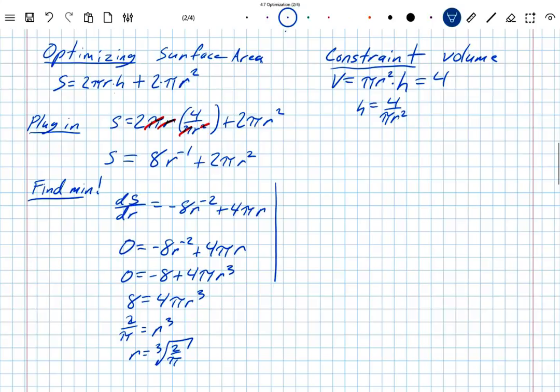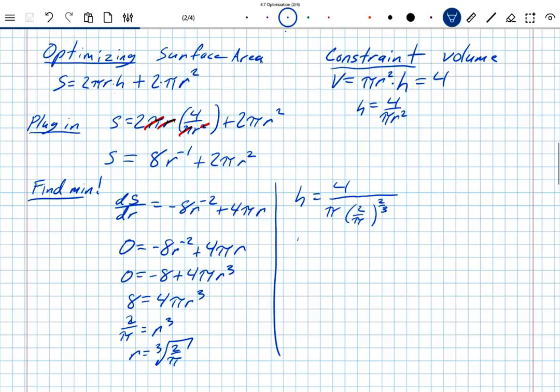Okay. Almost there. Still got to plug back in for h. H is equal to 4 over pi times, well, now I got to plug this whole thing in. This looks like 2 over pi to the 2/3. Cube root is that third. I'm squaring it so I get that 2. This does simplify. In fact, maybe I'll just leave it like this. I was going to go ahead and write out the more simplified version of this, but well, let's go ahead and leave it for now.